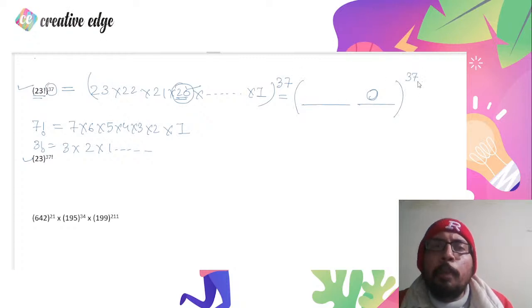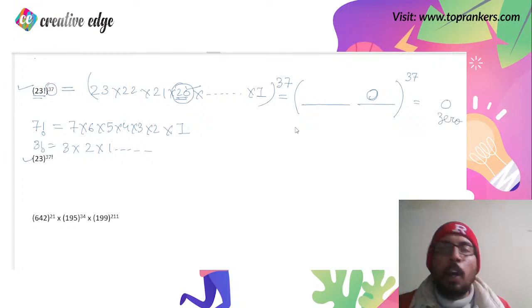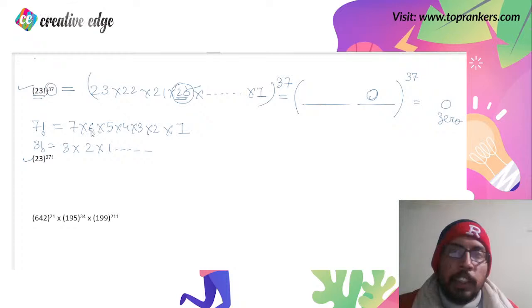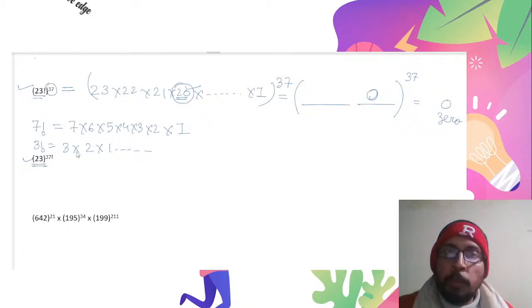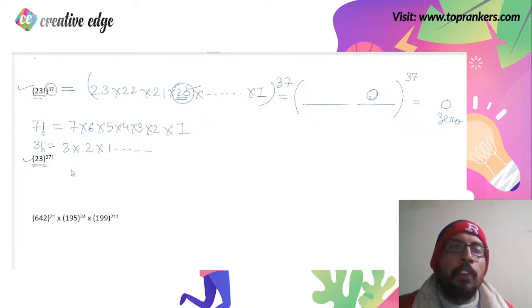So 0 to the power anything, I will be getting 0 at the unit place. So see how easy it was. Similarly, now let's have a look at the second question. Again, the concept is the same, but this question is different from the previous one.